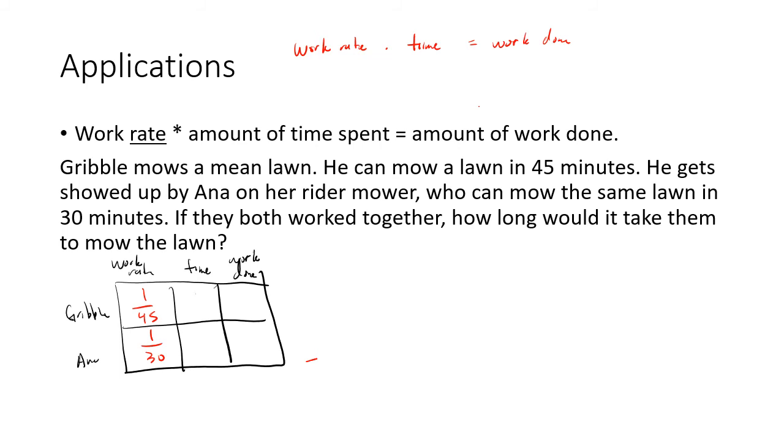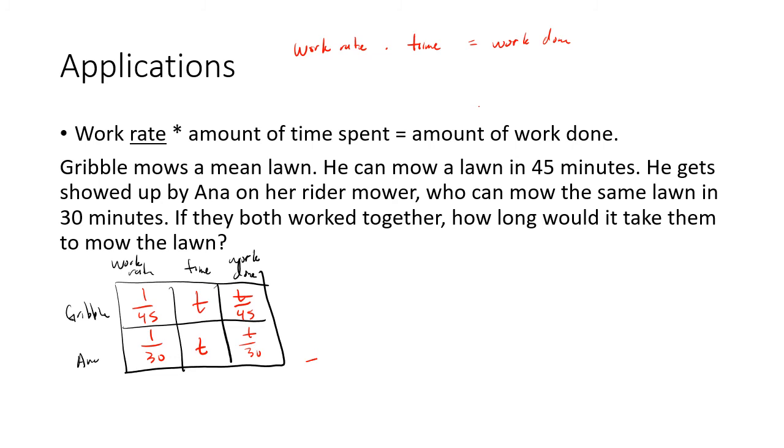Now, I don't know what the time is, right? But we're both mowing for the same amount of time because we're going to work together until it's finished. If we had different things, like for example, I started mowing and then Anna came 20 minutes later, her time would be t minus 20, because she got in 20 minutes late. All right, work done then would be t divided by 45, or t divided by 30.